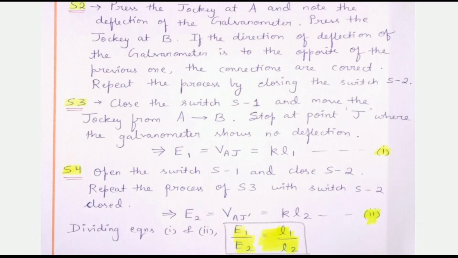Let us divide them. So E1 by E2 will be K L1 by K L2. If you cancel both the K's, you will get the equation E1 by E2 is equal to L1 by L2. From this condition, we can get to know whether E1 is greater than E2 or less than, or both are equal, depending on the ratio L1 by L2.